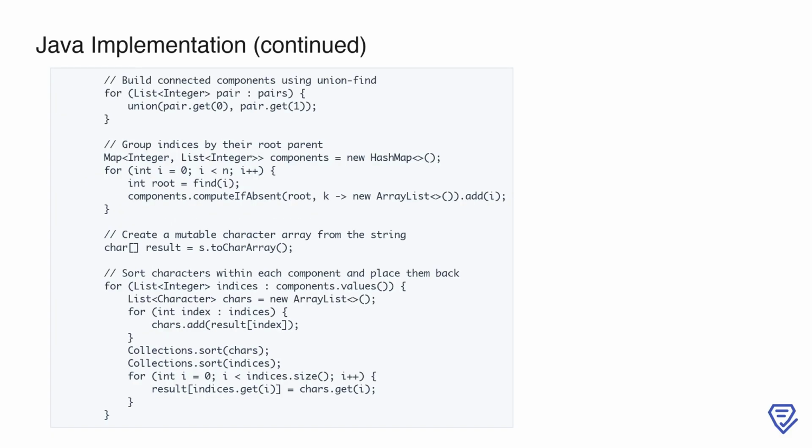Now, we use the union find data structure to build the connected components. By iterating through each pair in the input list, we call the union function to group the indices that can be swapped. Once we've established these connections, we map indices to their root parents using a hash map. Each key in the map represents a root, while the associated value is a list of indices belonging to the same connected component. After creating this mapping, we prepare to reconstruct the smallest possible string.